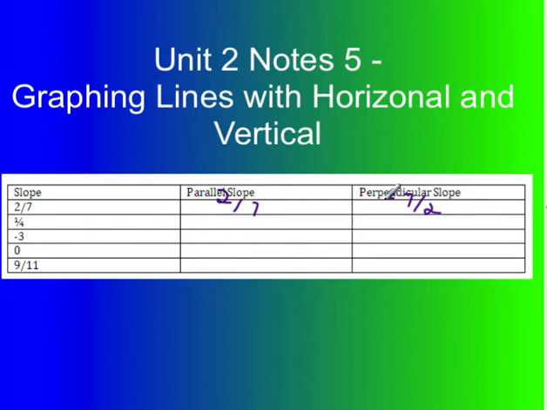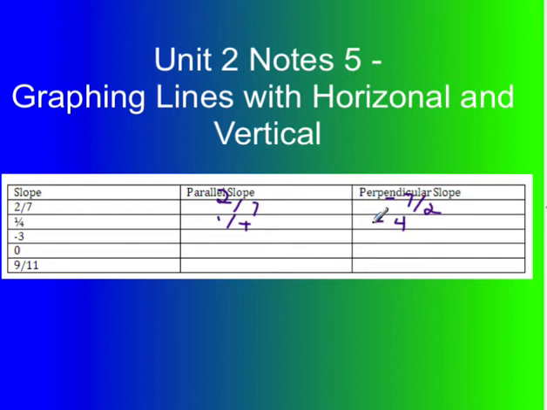The next fraction we have is 1/4. So the parallel slope, again, is going to be the same, so that's 1/4. The perpendicular slope, we want to flip it over. So that's going to be 4 over 1. Well, 4 over 1 is the same as 4. And then we want to make it opposite. So since it's positive, we're going to make it negative.